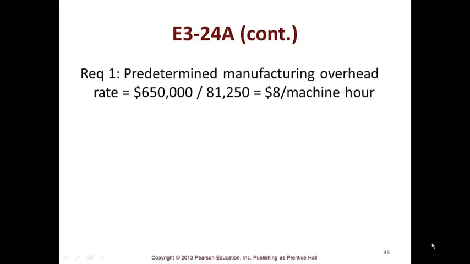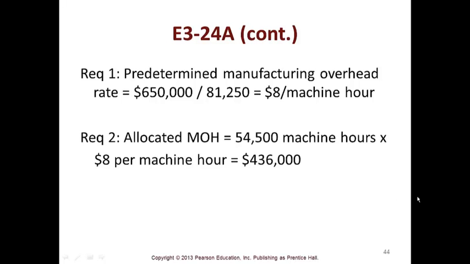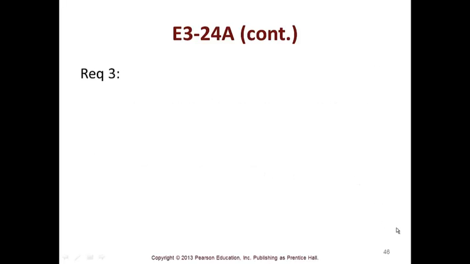Let's look at E3-24A, which is in your book. Requirement 1 said predetermined manufacturing overhead rate, and they give you the information. They give you the 650, and then they give you the machine hours. So you have $8 per machine hour if you're following along. Requirement number 2 said, what's the allocated manufacturing overhead? And you look back into the problem and you look at all the information. You had 54,500 machine hours times $8 per machine hour gives you $436,000 of allocated manufacturing overhead.